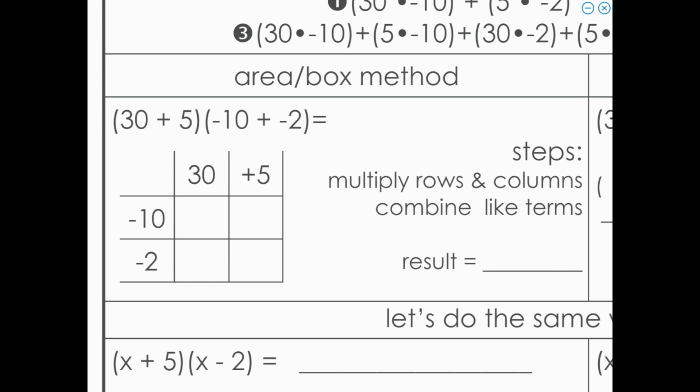Would you agree that 30 plus 5 equals 35? Yes. Would you agree that negative 10 plus negative 2 is negative 12? Yes. Okay. So all I've done is deconstructed 35 and negative 12 into its tens part and its ones part. You did this in 5th grade when you had blocks that represent how many tens you have and how many ones you have, stuff like that.